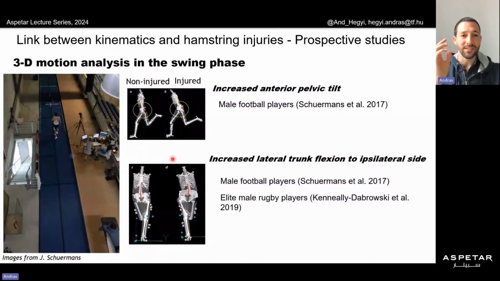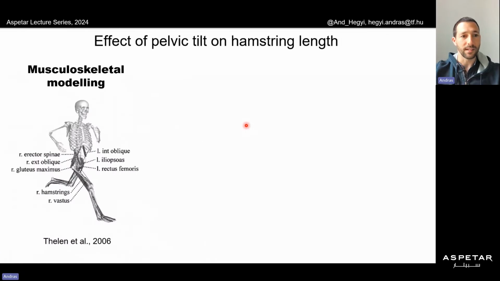And in recent years, interestingly, we have more focus on anterior pelvic tilt, probably because most of the measurements, like sports on-field measurements, are in the sagittal plane. They are restricted to the sagittal plane. It's very rare that we analyze the movement in the frontal plane.